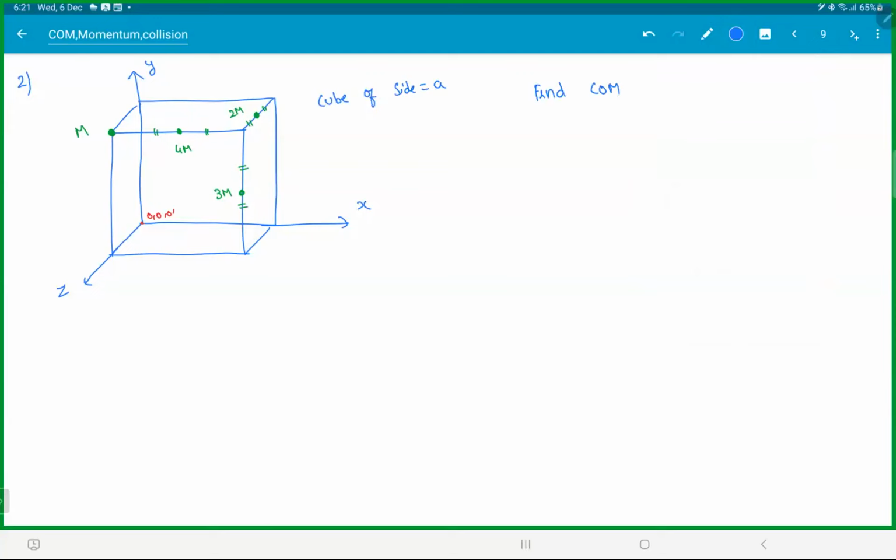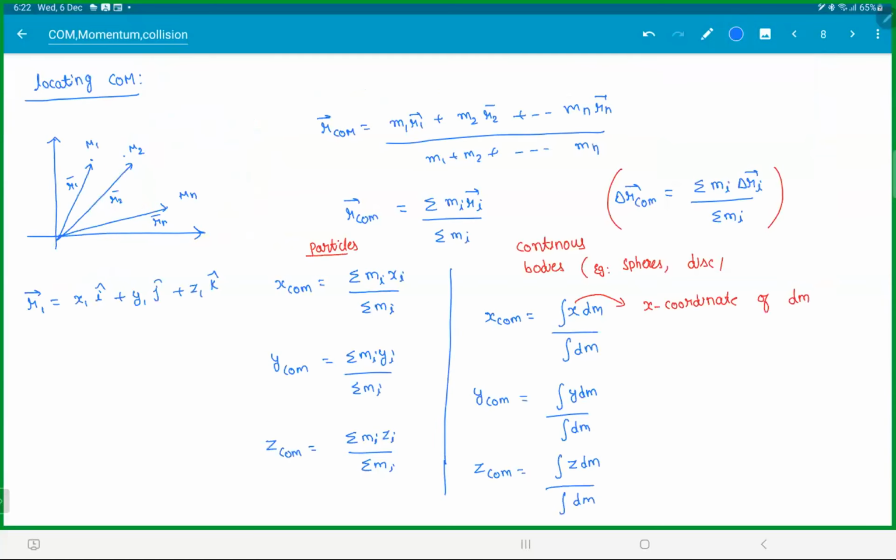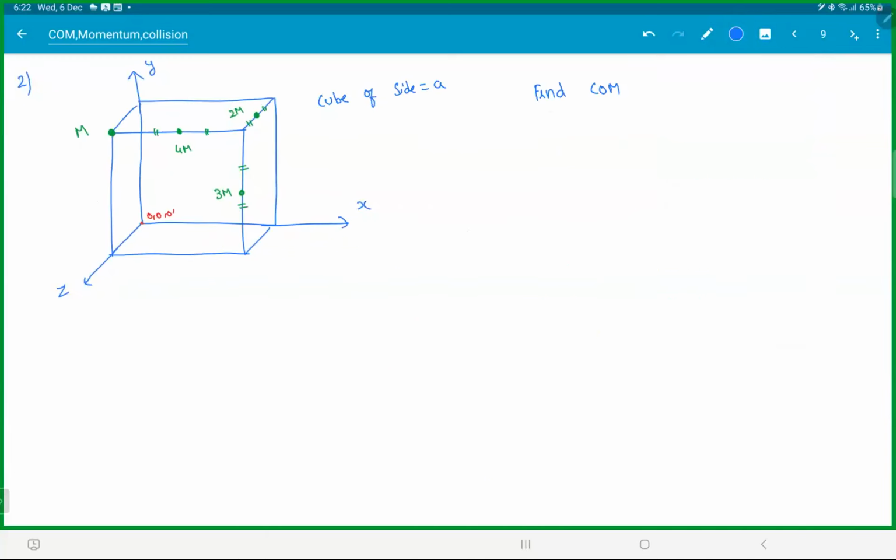Find the center of mass. Remember, what is the formula? This one: m1x1 plus m2x2 plus m3x3 by m1 plus m2 plus m3. The y coordinate is m1y1, m2y2, m3y3, and so on. It is more about finding coordinates than actually solving the problem. Give it a try.